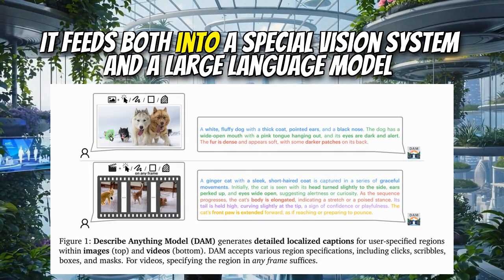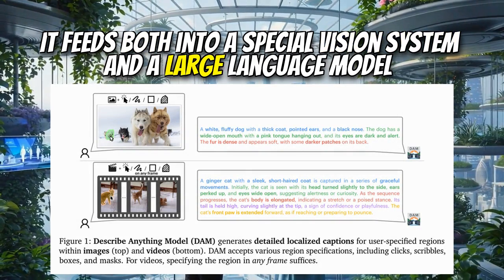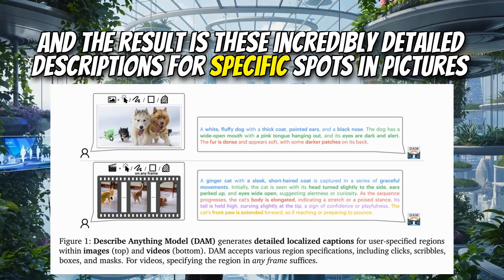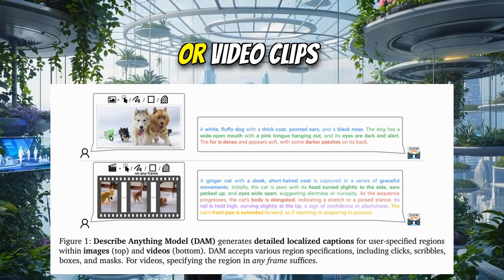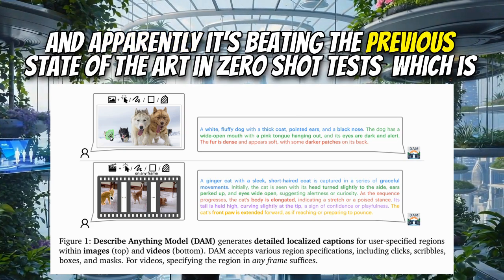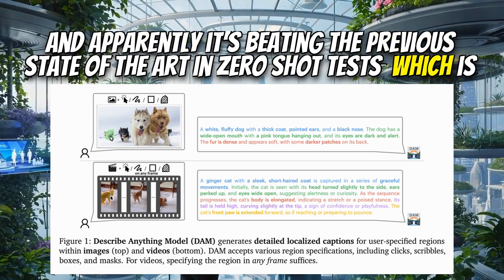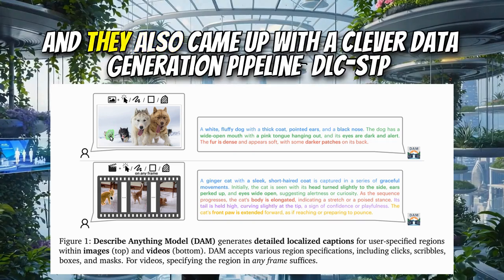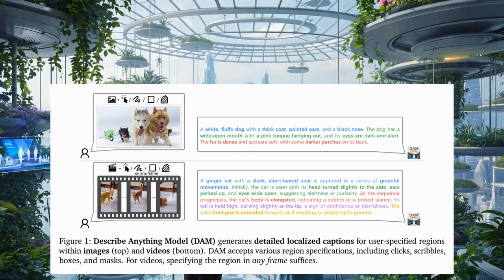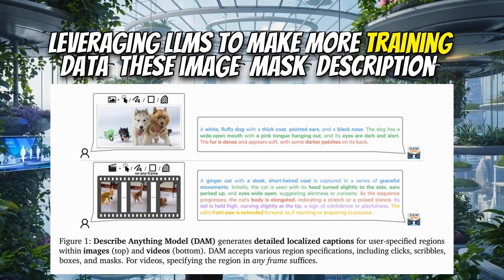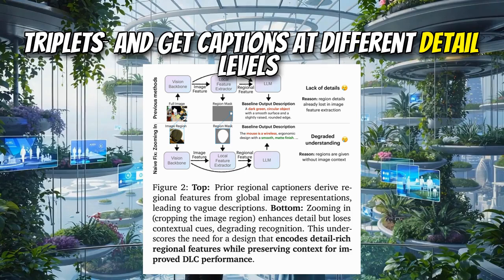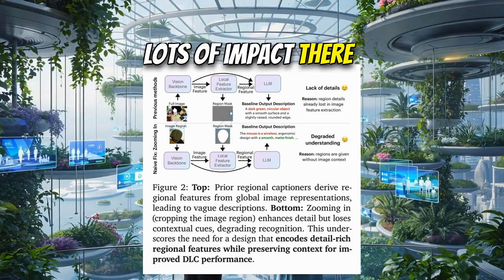Precisely. It feeds both into a special vision system and a large language model. And the result is these incredibly detailed descriptions for specific spots in pictures or video clips. Yeah, and apparently it's beating the previous state-of-the-art in zero-shot tests, which is pretty impressive. Definitely. And they also came up with a clever data generation pipeline, DLC-SDP. Yes. Leveraging LLMs to make more training data, these image, mask, description triplets, and get captions at different detail levels. So yeah, lots to unpack there.